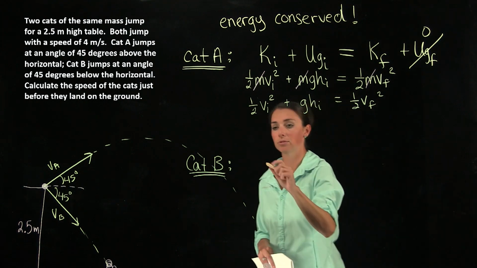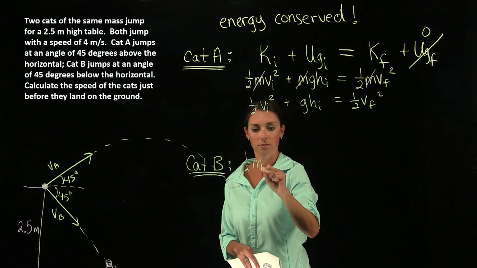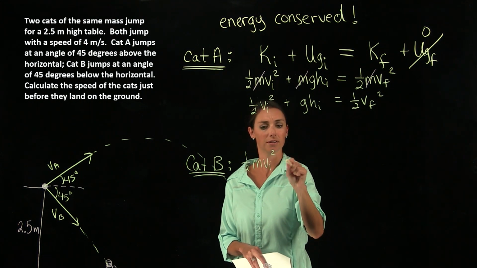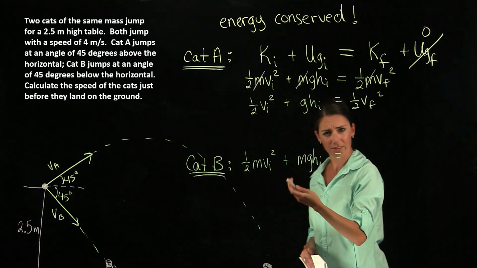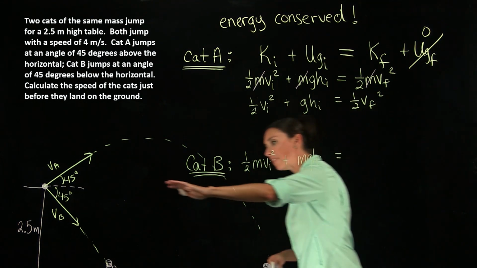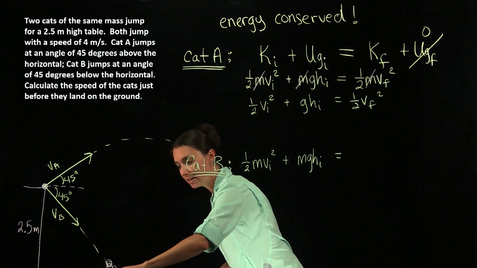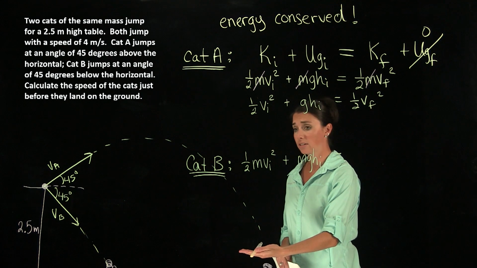Something interesting to note. So it looks like we've got 1/2 m vi squared plus m g hi, again for that initial place for cat B. But then at the end, when cat B lands on the ground, it has also lost all of its height, essentially.